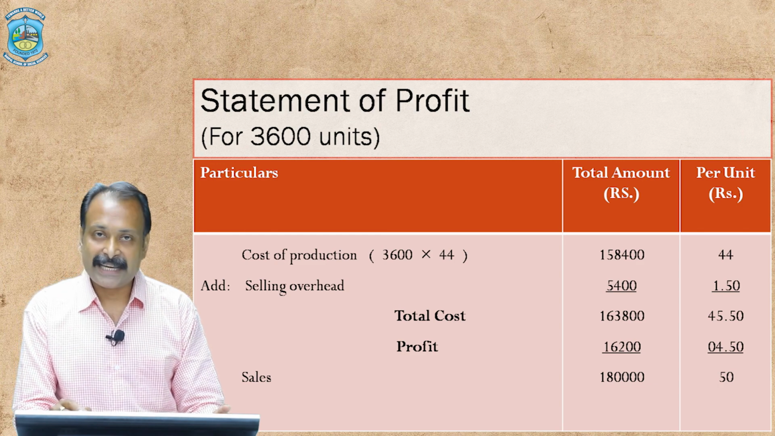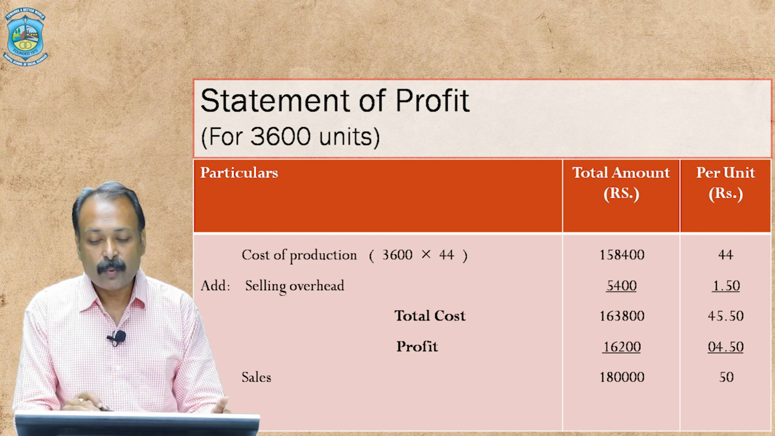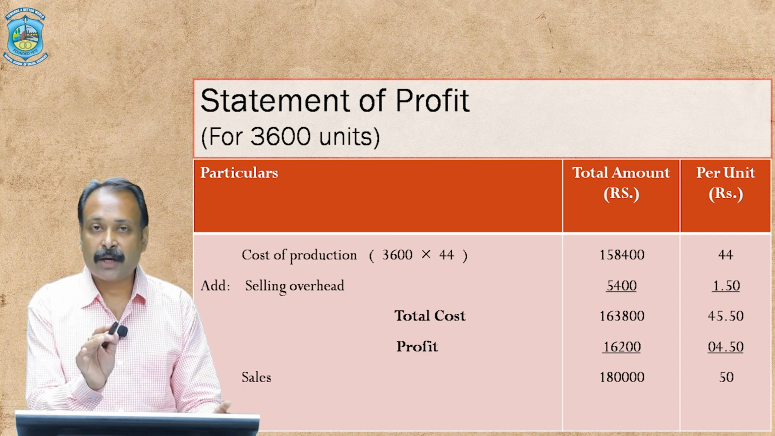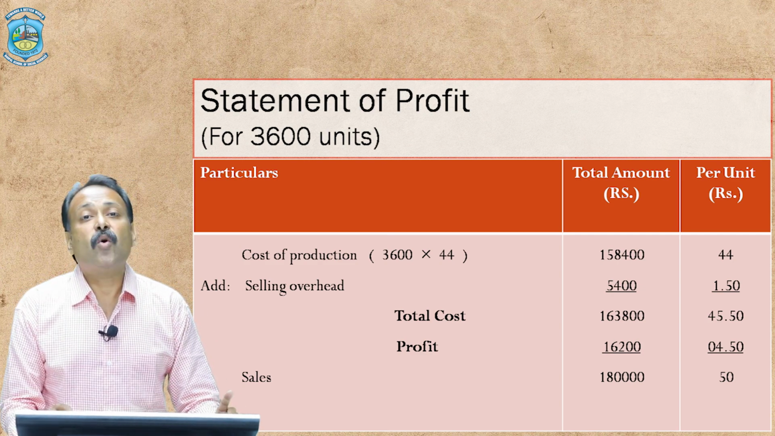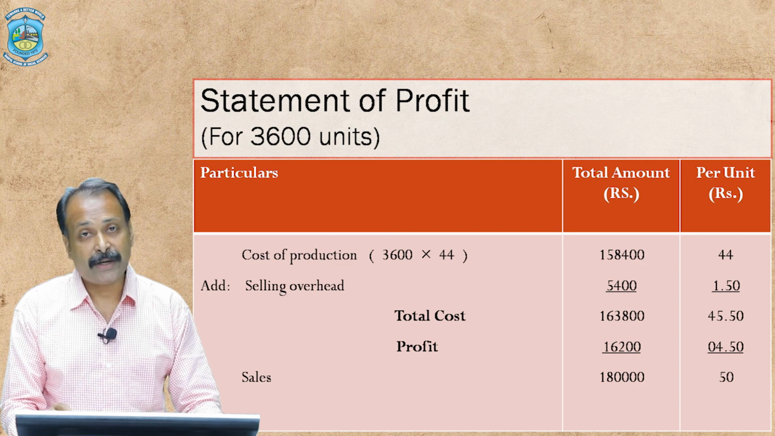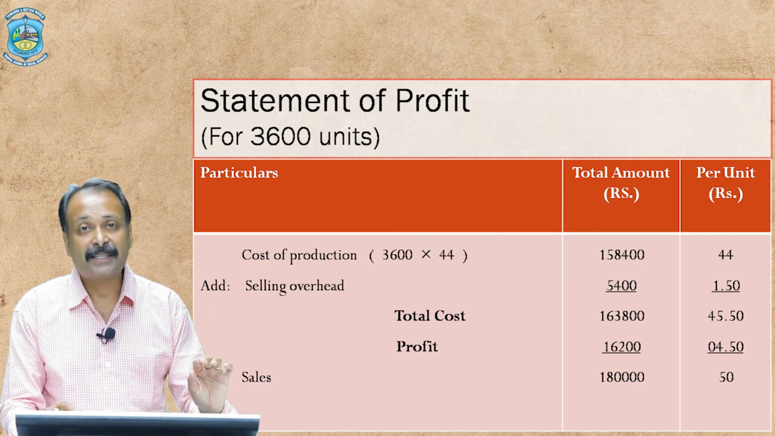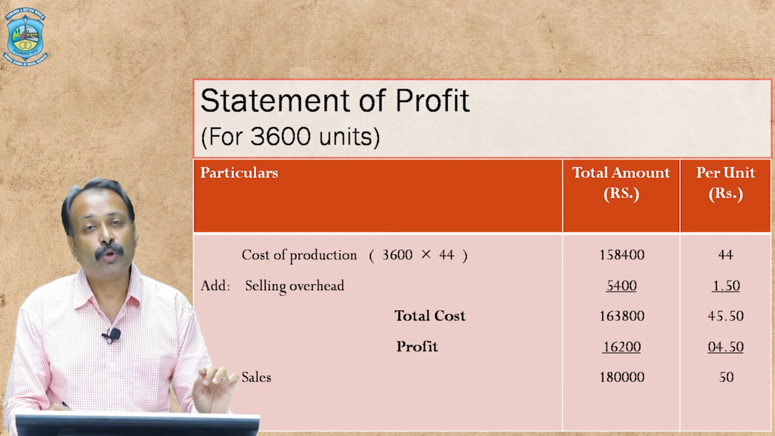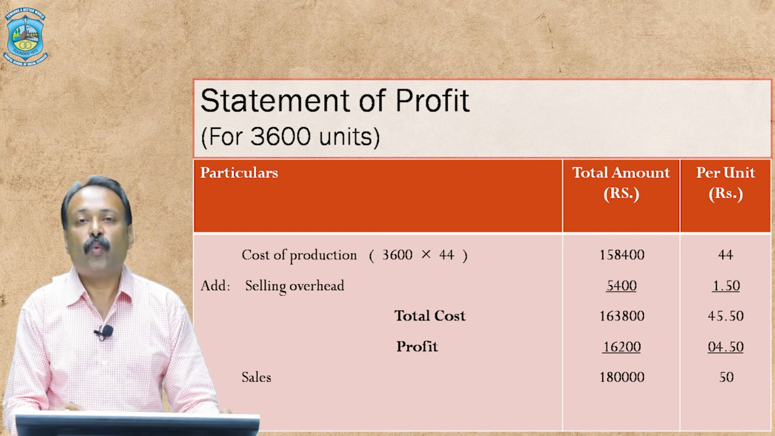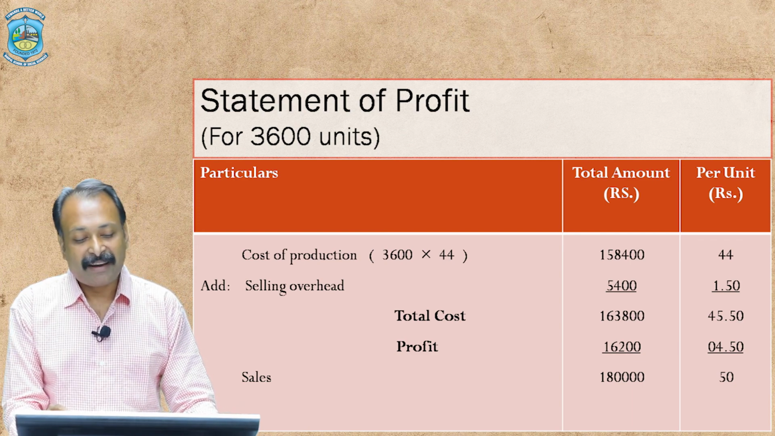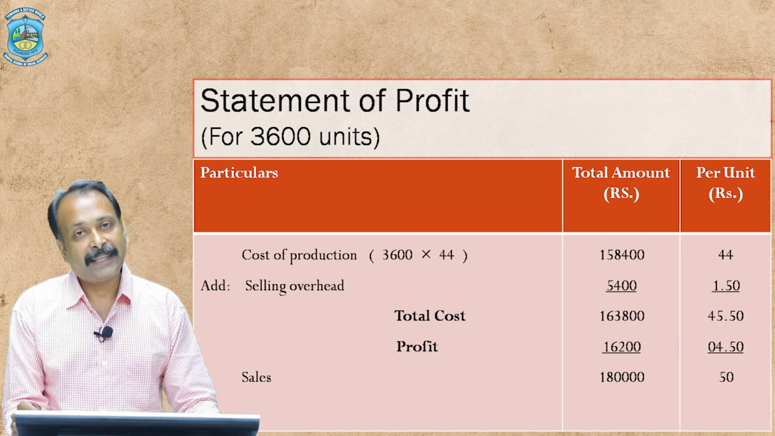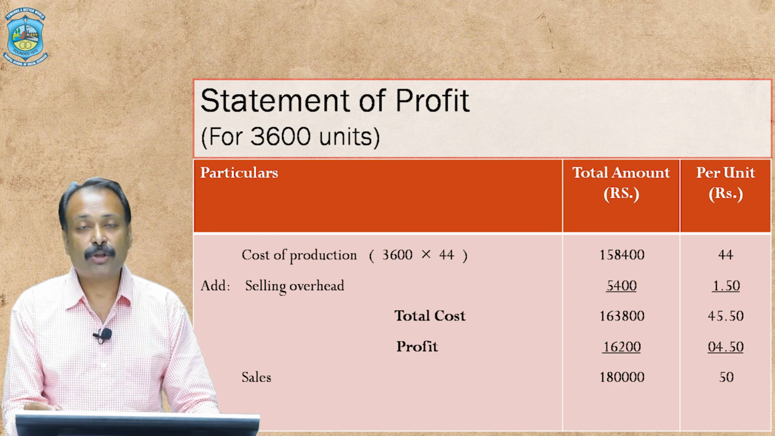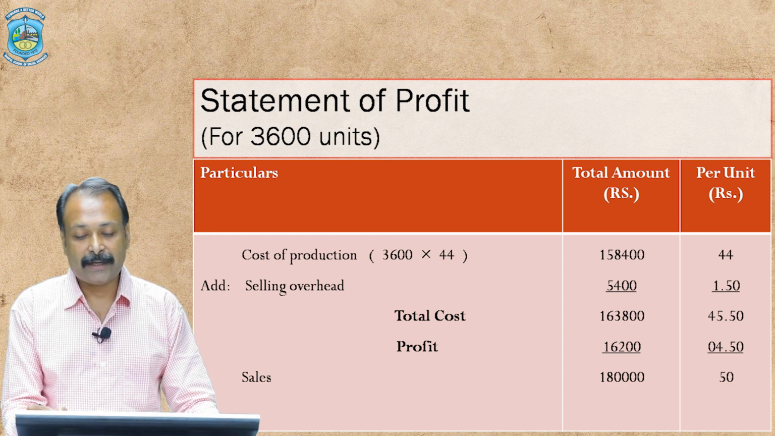We have to add selling expenses or selling overhead, which is 5,400. How do we calculate it? It is given in the question. In the question it is given 1 rupee 50 paisa per unit. So we know that our selling expenses per unit is 1 rupee 50 paisa. So 1 rupee 50 paisa is multiplied by 3,600 to know the selling expenses. When we multiply it, we get 5,400 rupees in total at the rate of 1 rupee 50 paisa per unit. So the total cost is thus calculated.